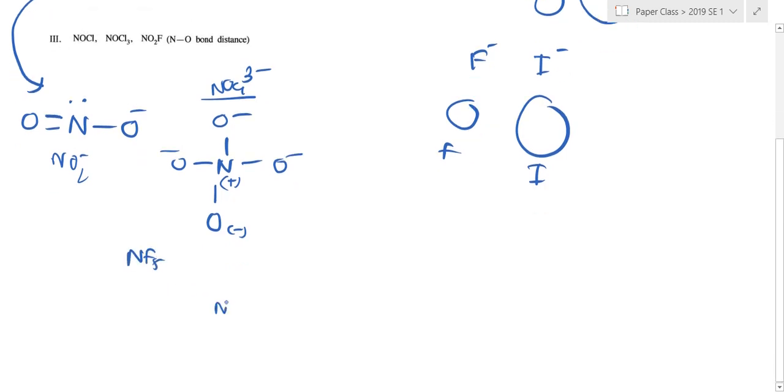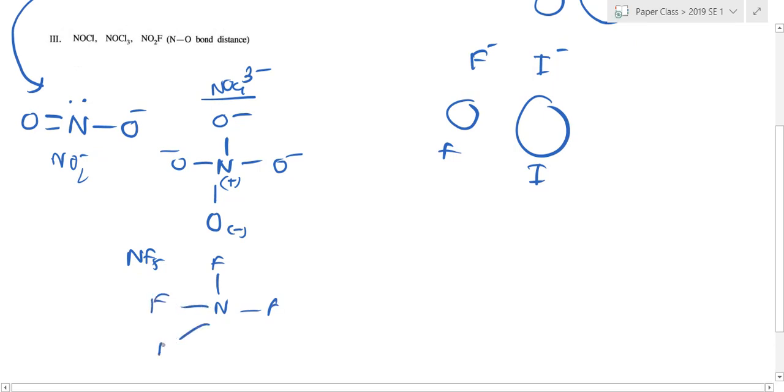It is very unstable because it is not in nature. NCl5, NF5 you cannot see. Because why? Because the octet has been overcome: 2, 2, 2, 2, 2. It means 10 electrons. It means the octet is overcome.